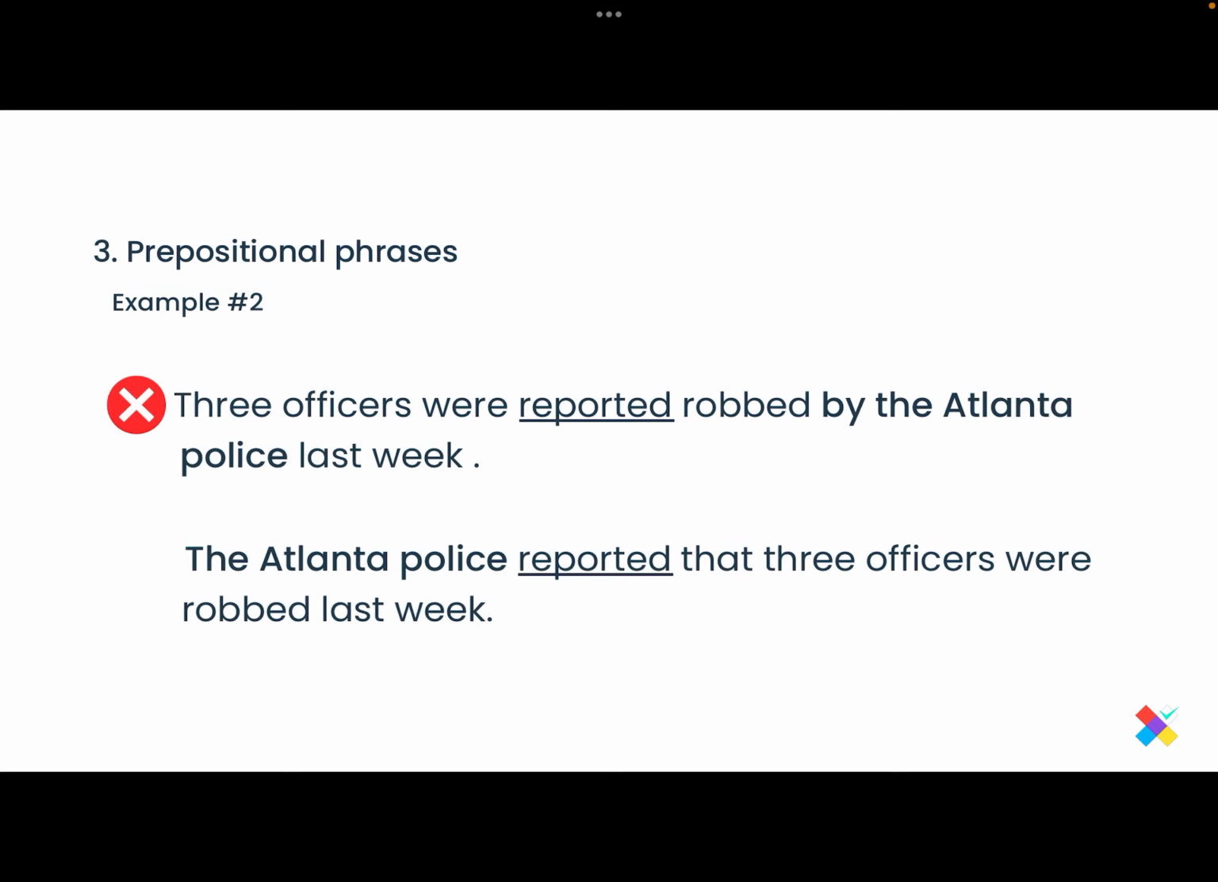However, if you change the passive voice to the active voice in the second sentence, you'll find out that actually the Atlanta police is the subject of the sentence, reported is the verb, and that 3 officers were robbed last week is actually a noun phrase functioning as a direct object. And voila, everything is cleared.